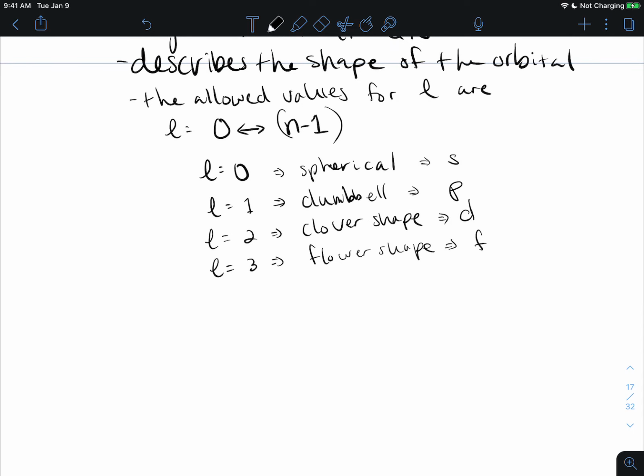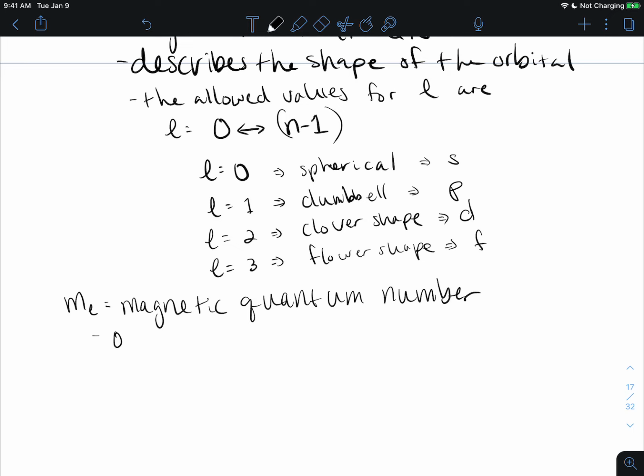And then the last one I want to talk about right now is our M sub L, which is our magnetic quantum number. And this is going to describe the orientation in space. So if we consider Cartesian coordinates x, y, and z, it's going to describe that x, y, and z shape. So our M sub L values can be values between negative L to L.